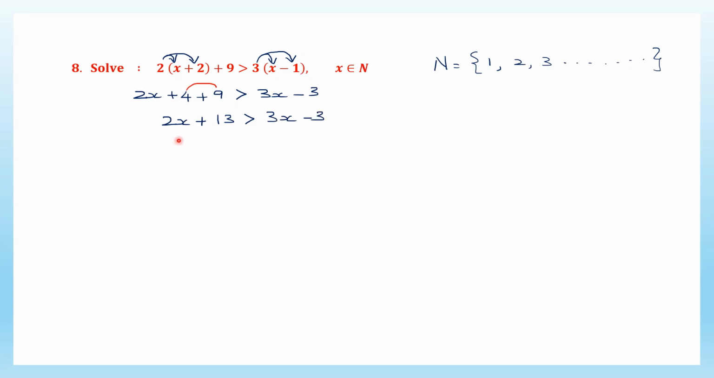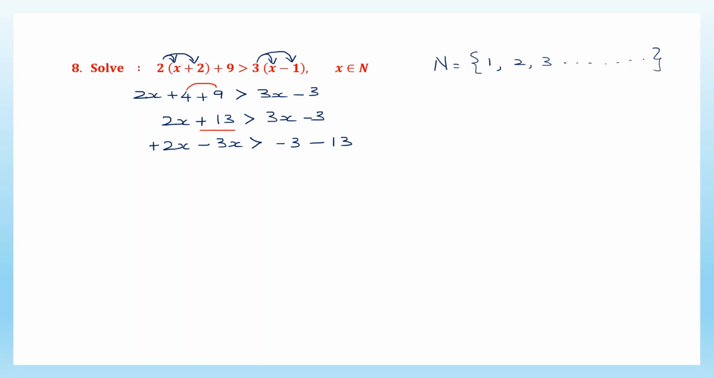Again, as you can see, we have the x terms on both sides. So let's get the x terms to the left side and the numbers to the right side. So we have 2x already here. We are transposing 3x to the left hand side. It becomes minus 3x, and this is greater than, on the right hand side we already have minus 3. We're now going to transpose plus 13 to the right hand side. It becomes minus 13.